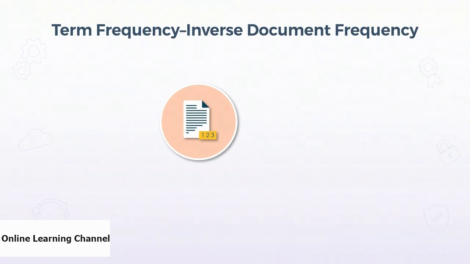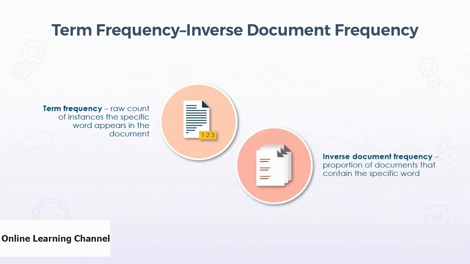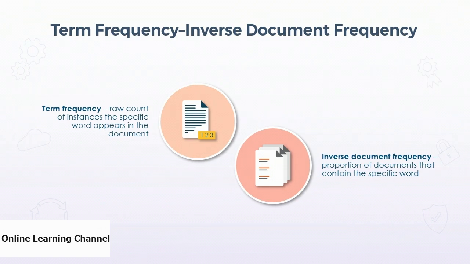The TF-IDF technique is a combination of two metrics, namely the term frequency and the inverse document frequency. The term frequency represents the raw instance count of a specific word that appears in a document. The inverse document frequency represents how common or rare a word is in a set of documents. This metric is calculated by counting the total number of documents in a set and dividing that by the number of documents that contain the specific word. Very common words that appear often in many documents will have an inverse document frequency that is closer to 0, and rare words will have a number that is closer to 1.